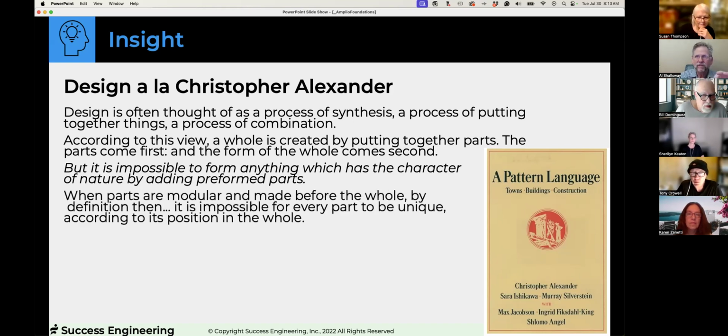"When parts are modular, made before the whole, by definition, because they've already been made, it's impossible for every part to be unique according to its position in the whole." Now, why do we need it unique? Well, maybe they don't all need to be unique, but they can't all be the same. If you have 100 teams, do you really think every one of those should be working exactly the same? Probably not. In fact, I would suggest that most teams don't even work the same themselves over time. They build a new product and they get into a maintenance mode, then they get extensions.